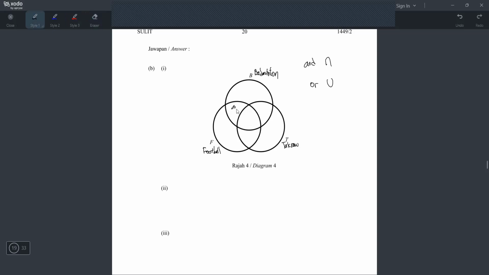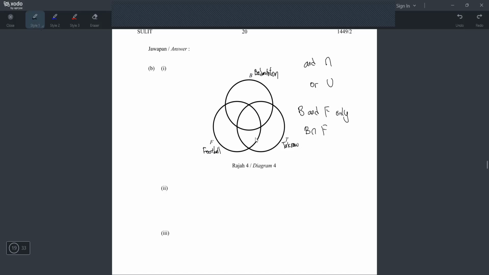Okay, what if I say badminton and football? It means B intersect F, right? So where is it? B and F. It would be here, including the middle part. Are you clear? But what if I say B and F only? Then it's here only. It's not including the middle part. You faham? Because the word only will change the meaning. So if I say badminton and football, it will be here and here. But if I say badminton and football only, it's here only. All right.